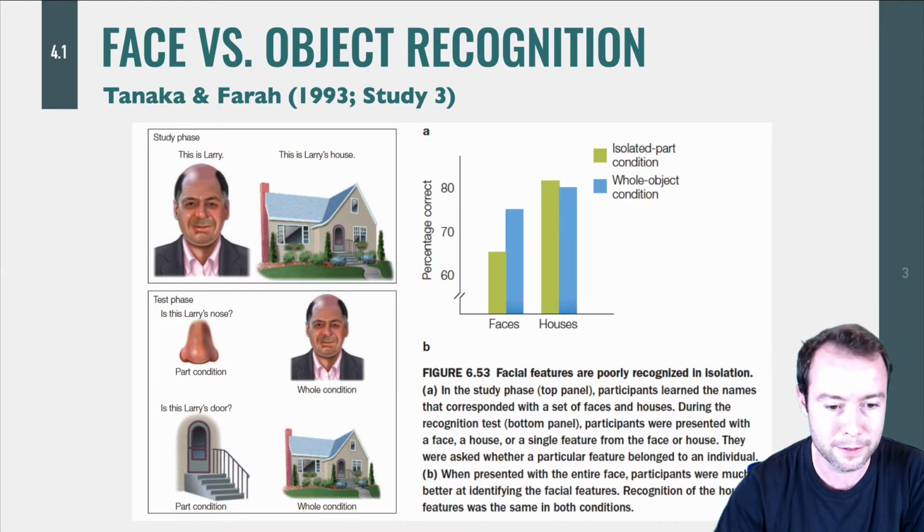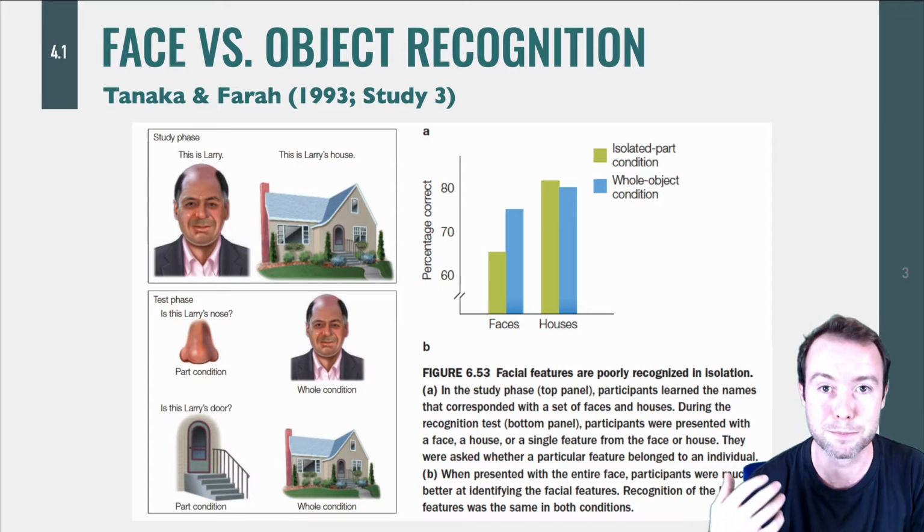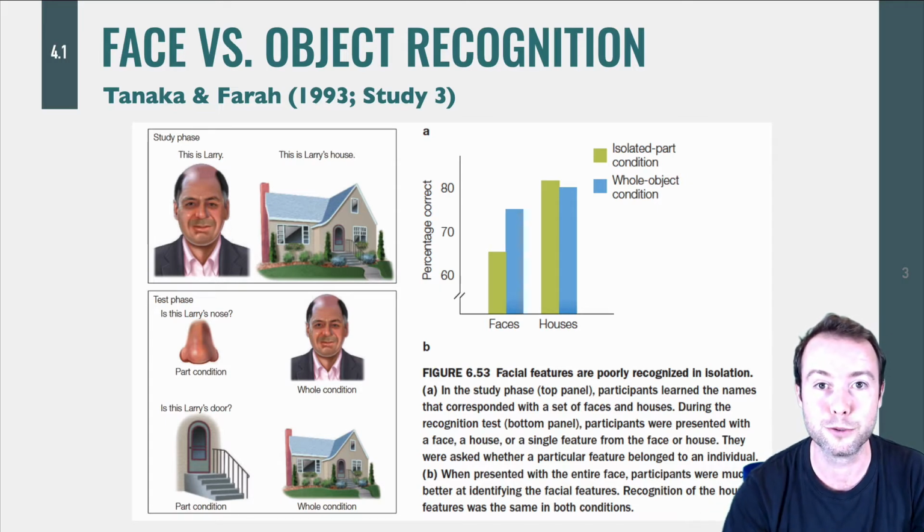And then on the left-hand side, we've got the responses for faces. The most notable thing that stands out here is that there is a big difference between performance on the isolated part, so when you're given just a nose, versus performance on the whole object condition. So our accuracy is much, much better when you're provided with the entire face, whereas it's much, much poorer when you've only got one feature, such as the nose, to focus on.